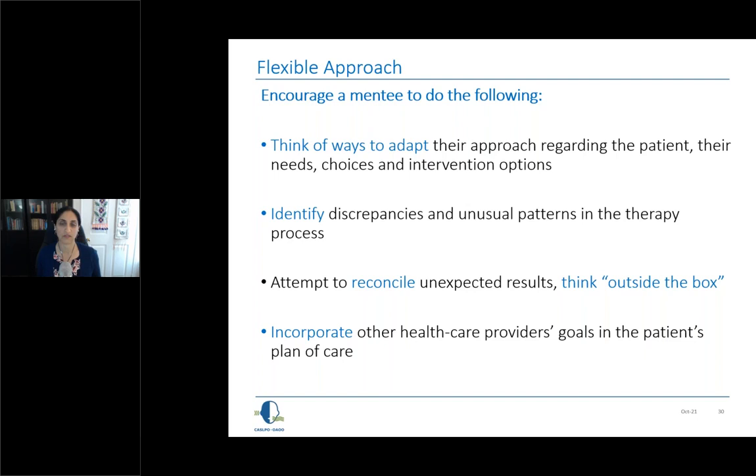And part of being flexible is also to incorporate others' opinions and ideas. So encouraging the mentee to incorporate other healthcare providers' goals in the patient plan of care. So what about the teachers involved with the child? What about other health professionals? What information do they have and how can they bring that into what they would do in speech language pathology? So that's showing flexibility.